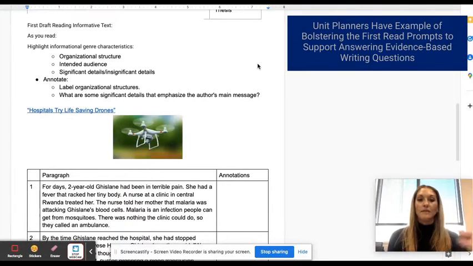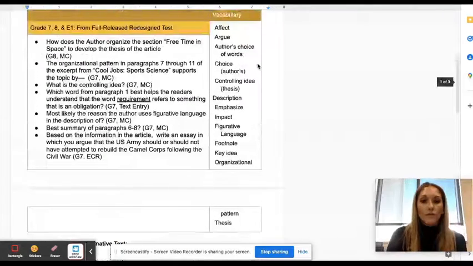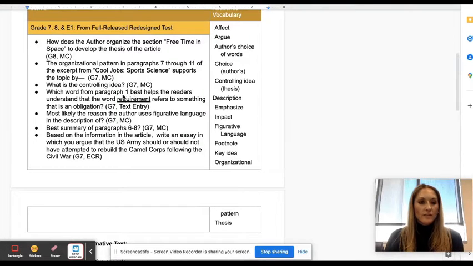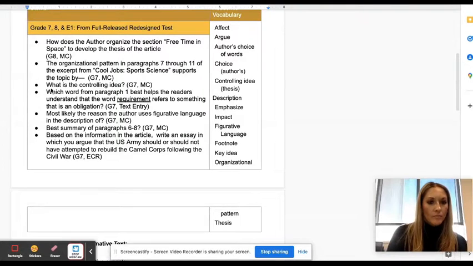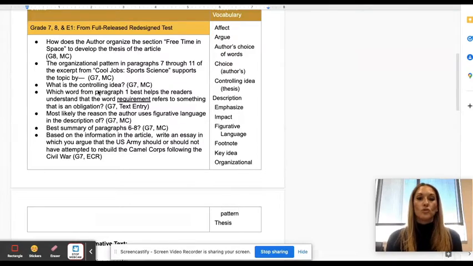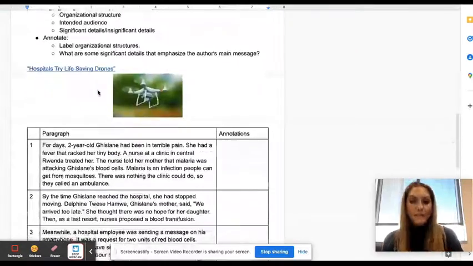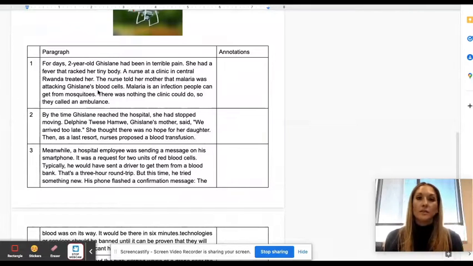That could be labeling organizational structures. That could be summarizing. That could be paraphrasing. That could be identifying the main message of that specific paragraph. There could be different things that the students annotate for, but as they're annotating, it always needs to loop back to the text-dependent question that they're analyzing for. Remember, we gave you these STEMs up here. So if we're asking students, let's say, to identify what is the controlling idea, as they annotate, anything that they're seeing that relates to the controlling idea, they're going to annotate.